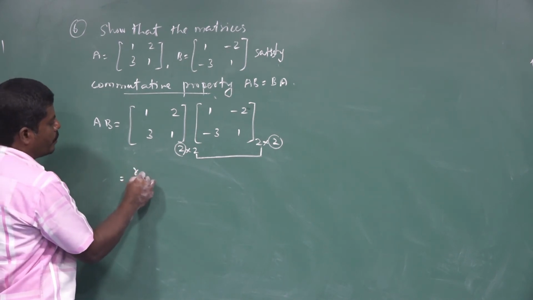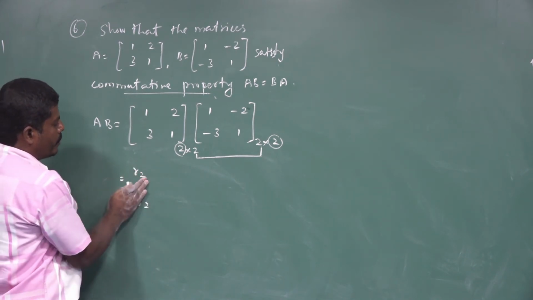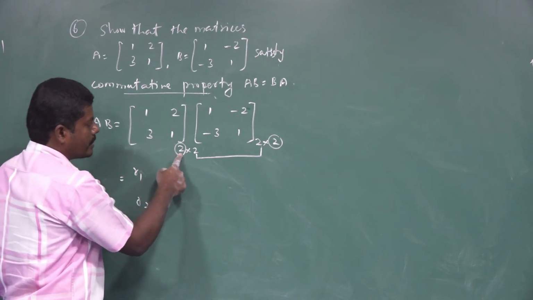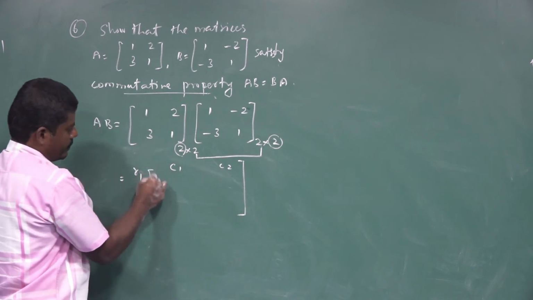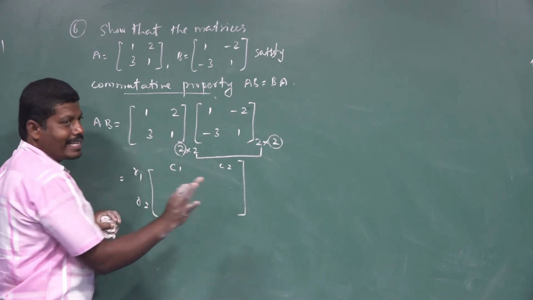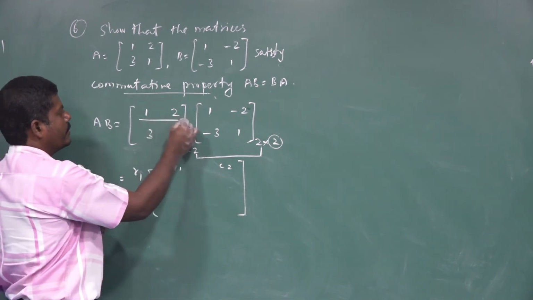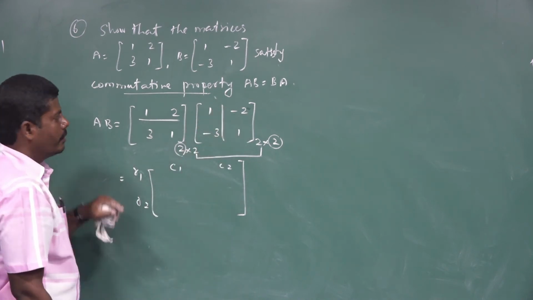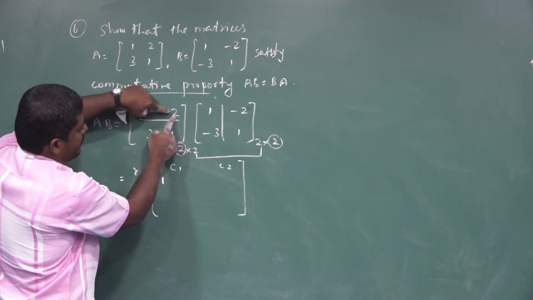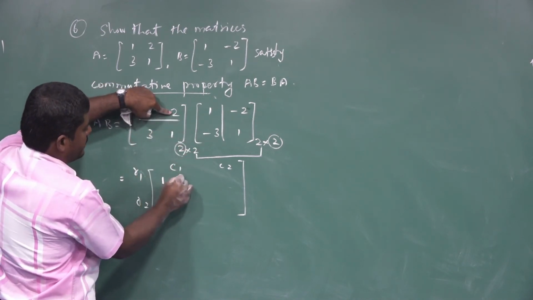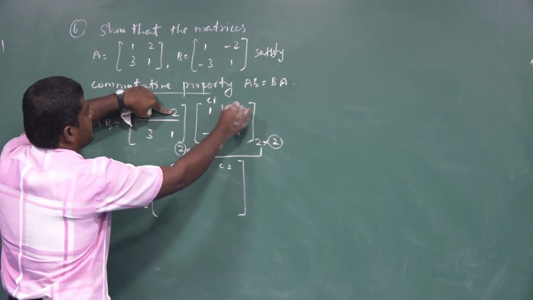Result order is 2 rows, row 1, row 2, and 2 columns, column 1 and column 2. 2 rows, 2 columns will come. You take first row and first column. You multiple. 1 multiple 1, 1. Next you take second element. 2 multiple minus 3, minus 6. So first column is over.